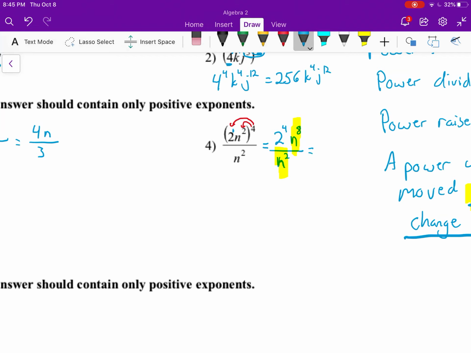So 2 to the 4th, that's 2 times 2 times 2 times 2. If you multiply that out, you get 16. And then this is division, so 8 minus 2, n to the 8 minus 2. So our answer is 16n to the 6th, since 8 minus 2 is 6.